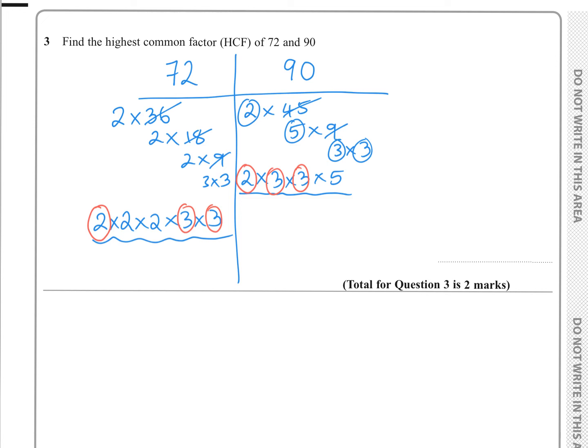And that's under multiplication, don't forget. So you don't add them, you multiply them. So you've got 2 times 3 times 3, and that's going to be 18. So the highest common factor is 18.